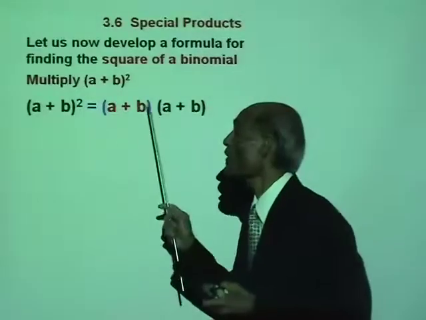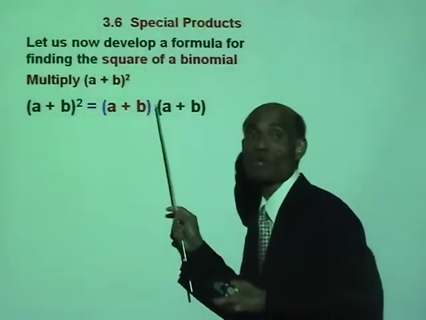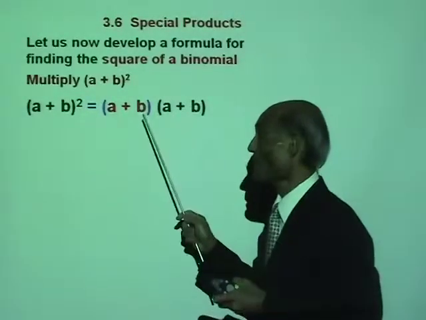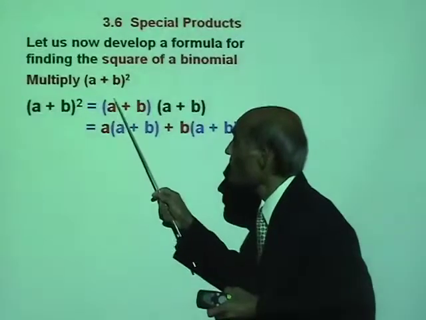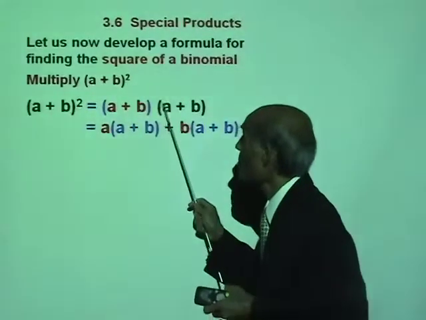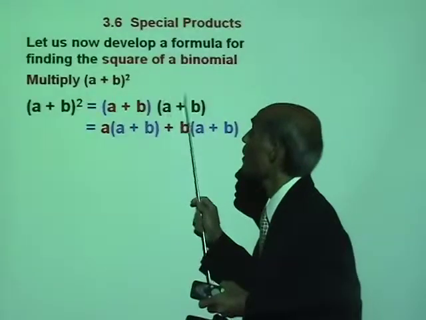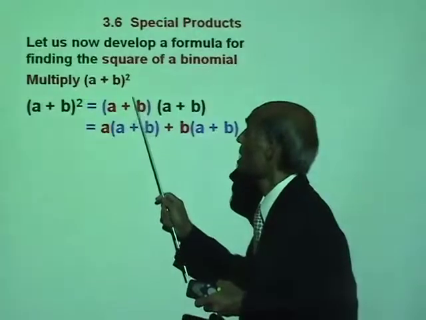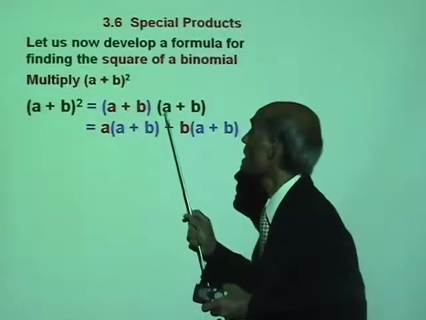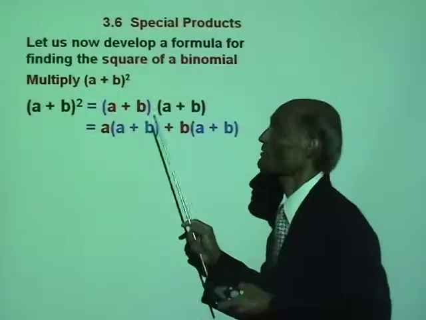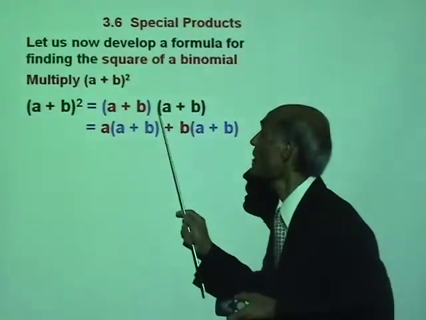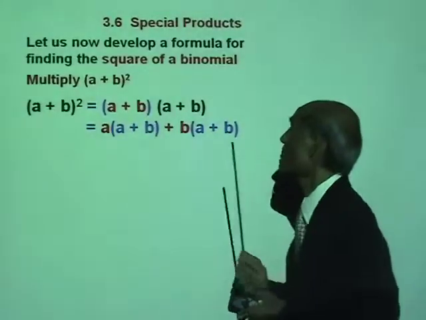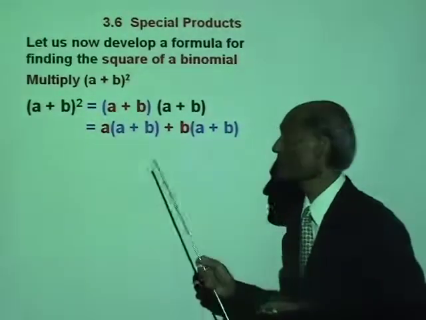Now, what is the method of multiplying a binomial with another binomial? Well, we will first take a and multiply it with the second polynomial. So that is a times a plus b. And then we will take this plus b and multiply it with a plus b. So this will be a times a plus b, plus b times a plus b. Let's now multiply.